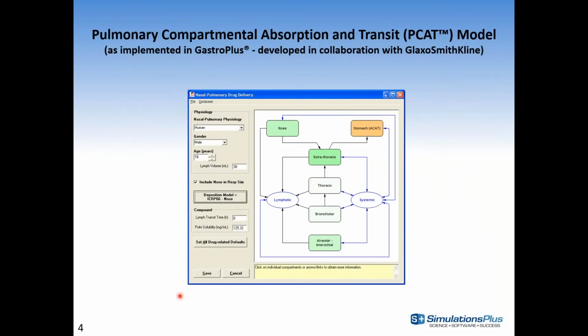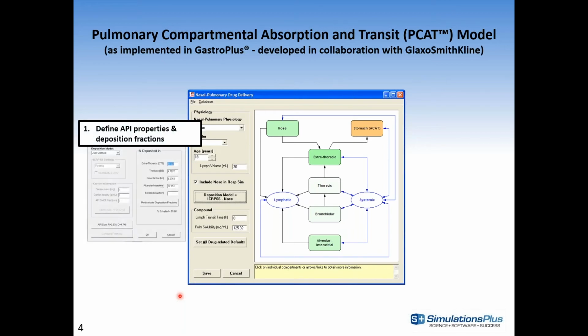So we call the pulmonary model in GastroPlus the PCAT model, which stands for Pulmonary Compartmental Absorption and Transit Model. This is the current schematic and framework that was developed originally in a collaboration with our friends at GlaxoSmithKline. And the way in which we build up a model, which Jim will go through a little bit later during the examples, is really a three-step process.